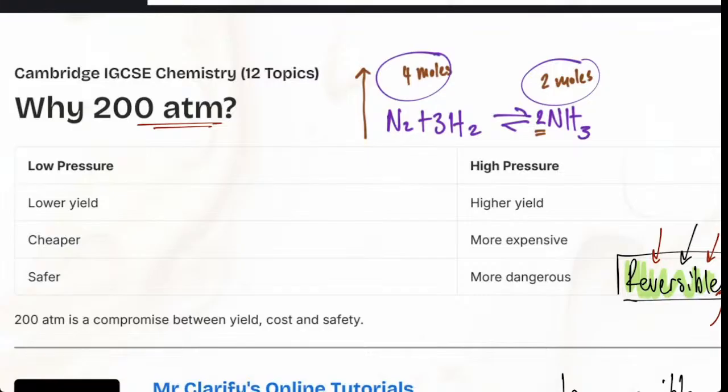At the left, this side. How many moles are at the left? 4. And how many moles are at the right? Two moles. So I want us to master this.